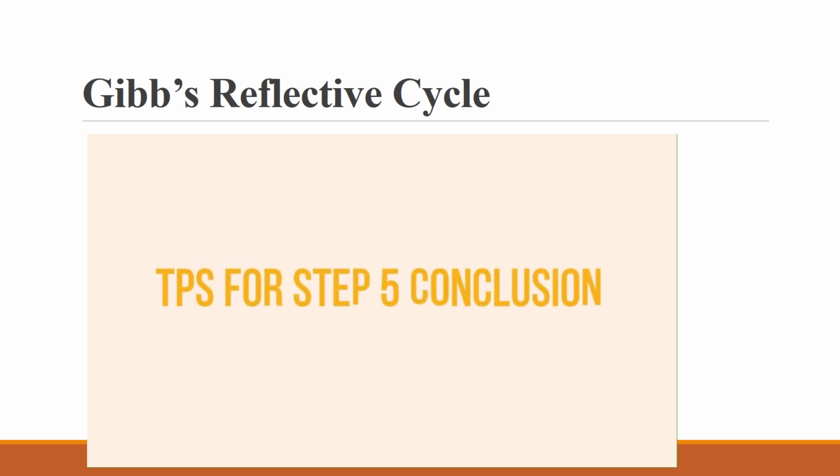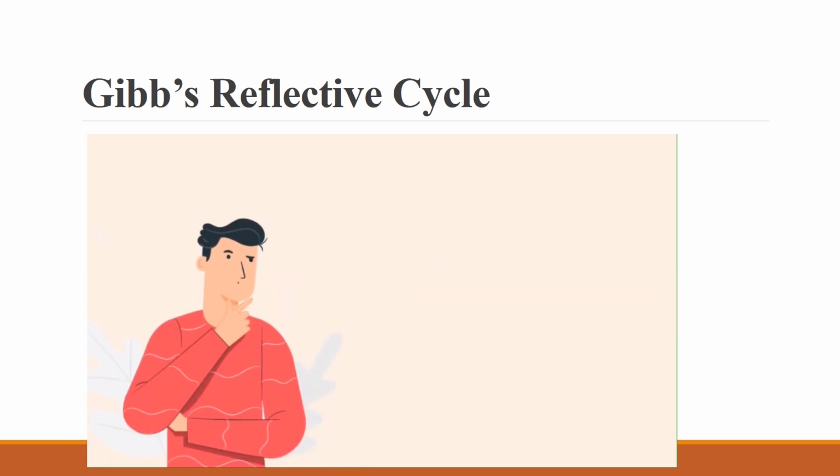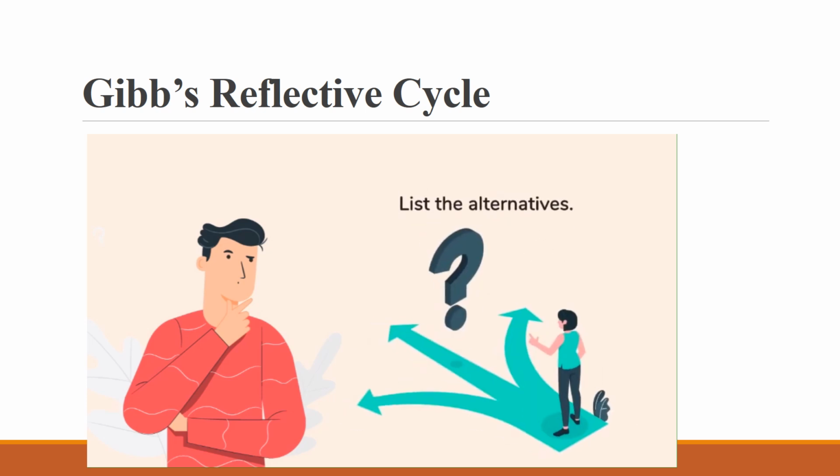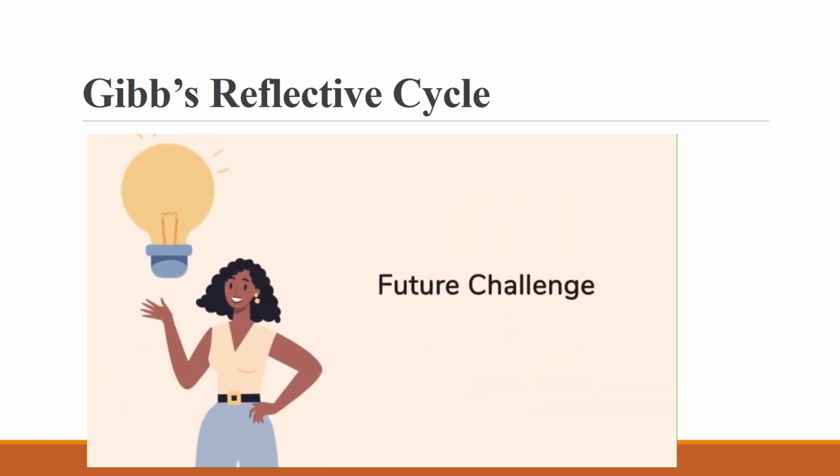Tips for step number 5. Even when you think the answer to the question, could you have done differently, is no, there are always alternatives of how you could have responded differently in the event for a better outcome. List the alternatives.